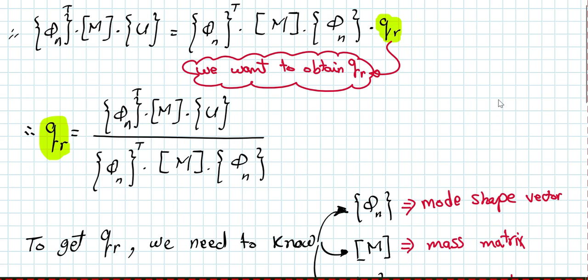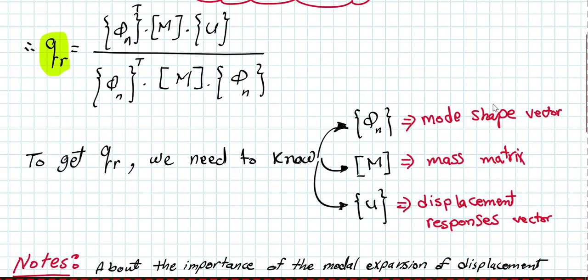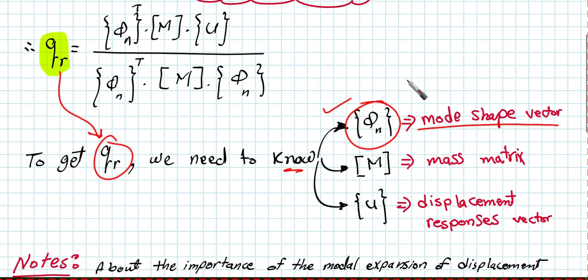Based on that, in this case, we need to know phi n. So to get Q r, we need to know three things. First, the mode shape vector. Already we know from the previous lectures how to obtain it. The mass matrix, the second term, is known for us, given for us, no calculation for it. Commonly it's given. And the third one is the displacement responses vector, which is u. We need to know it. We must know it in order to get Q r.